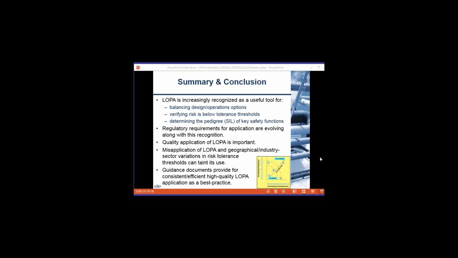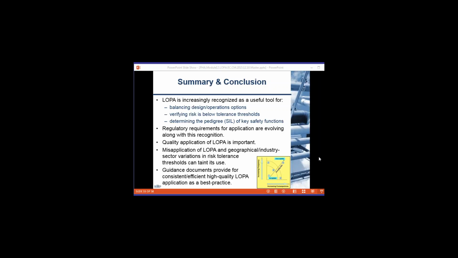As practitioners here, risk management professionals, we've got to emphasize the importance of quality application of LOPA. As John mentioned, there's a lot of things that can be done that can shortchange your understanding of scenarios and lead you to an application that doesn't really do justice to what you want to get out of it, and it may mislead you in terms of thinking you've got a safety margin that you really don't have. It's those misapplications or not careful applications of LOPA, or variations from a geographical or industry sector perspective, that have led to a lot of confusion, that have kind of tainted LOPA as the really good tool that it is.